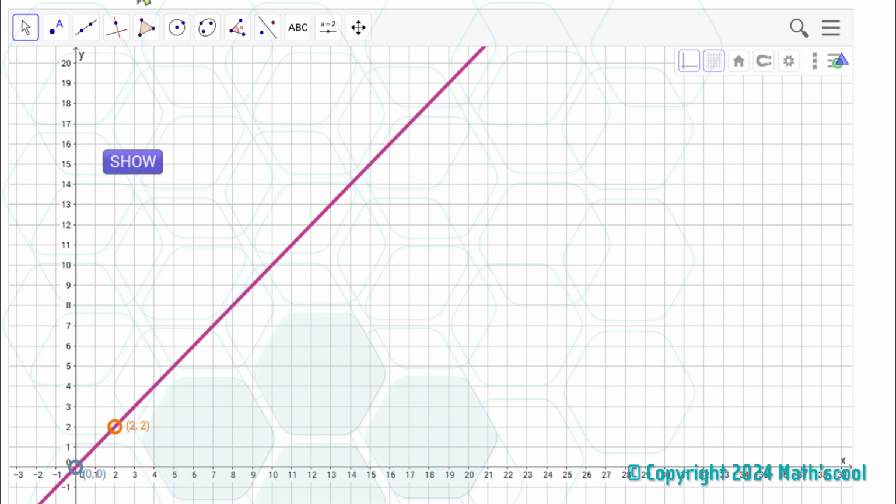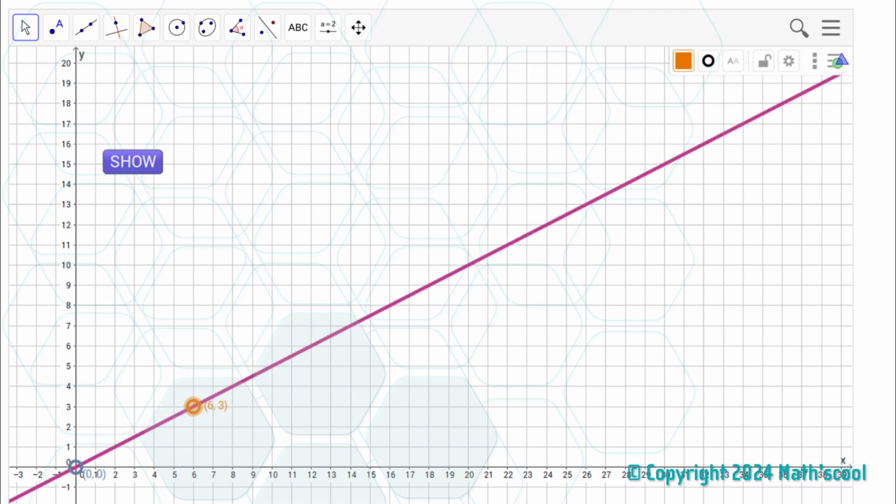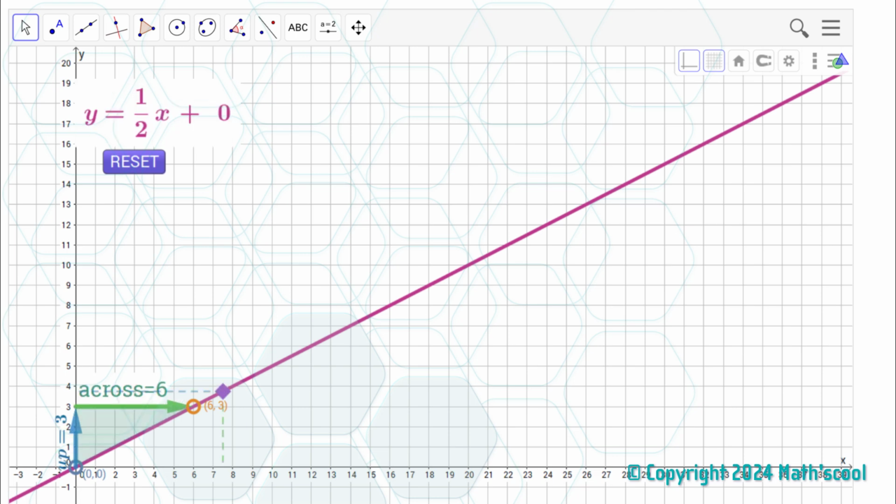If I've got the line here, and I move this point to somewhere, say here, then I would work out the gradient by seeing how much you have to go up and then how much you have to go across. So you go up 3 and across 6. The gradient is 3 over 6, which cancels down to a half. So that's why we just got a half in here. And then the y-intercept is here. It's the plus c, the y-intercept.